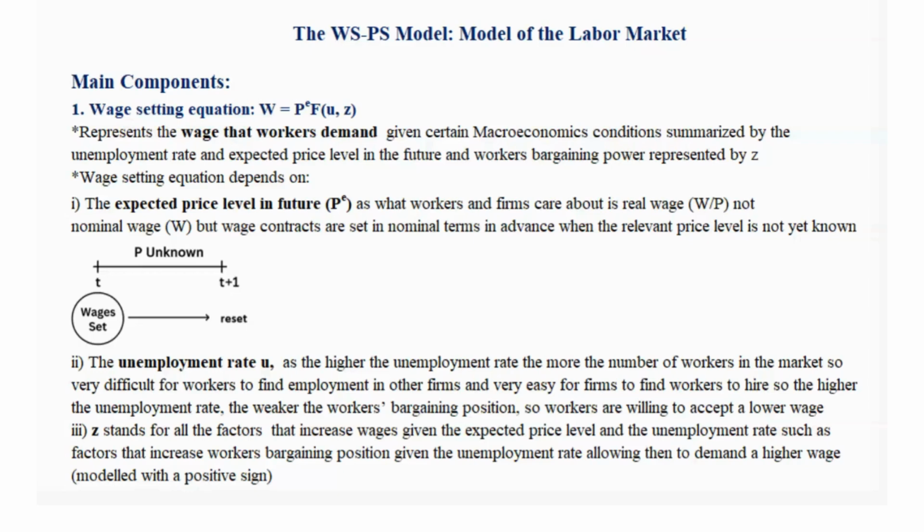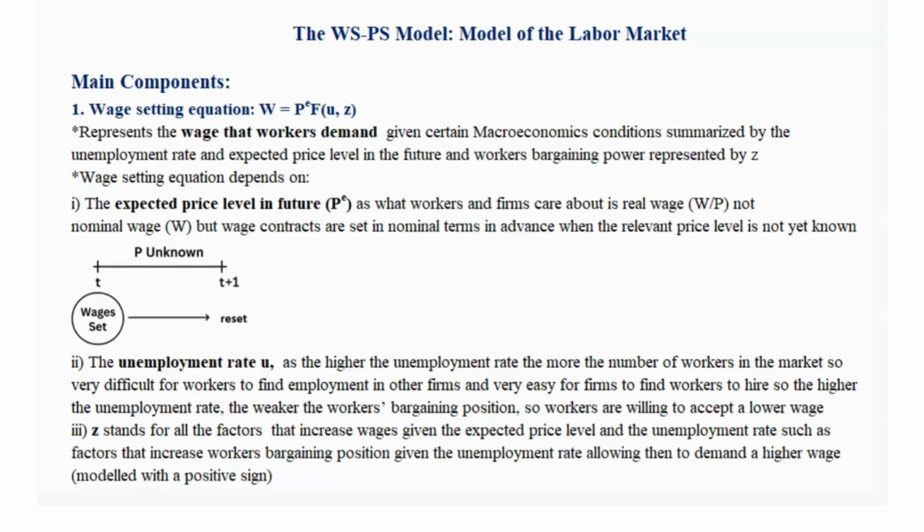Now, why does it depend upon the expected price level and not the actual price level? That's because wage contracts are set in advance in nominal terms and the relevant price level is not yet known. So you have to make use of the expected price level. But the higher the expected price level, the higher the wage workers will demand to maintain their real wage.